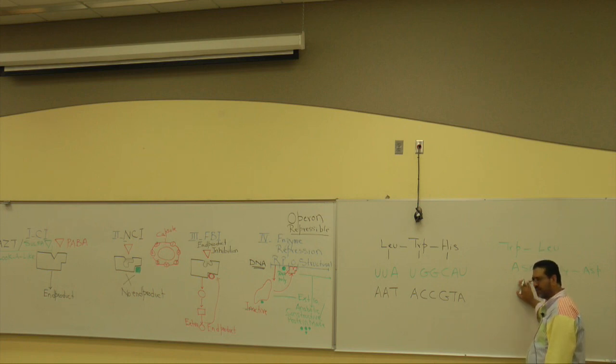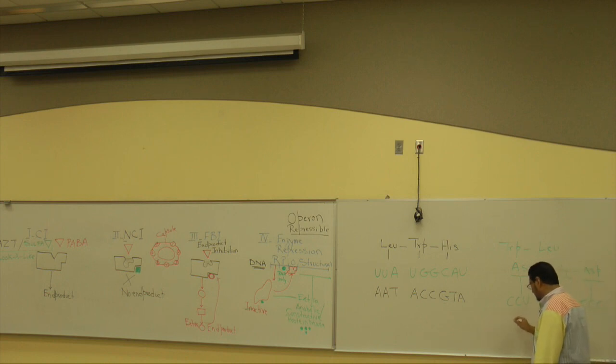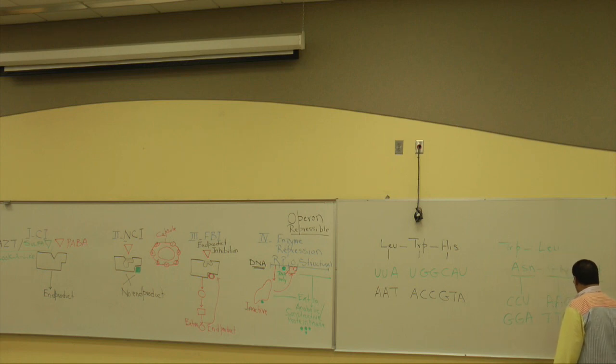Exactly. ASN, let's say then CCU. GLY is AAC, ASN, CCC. That's it. These are the codons. And then we have to go one step back, first to make your mRNA, then you make your DNA. G, A, T, G, G.